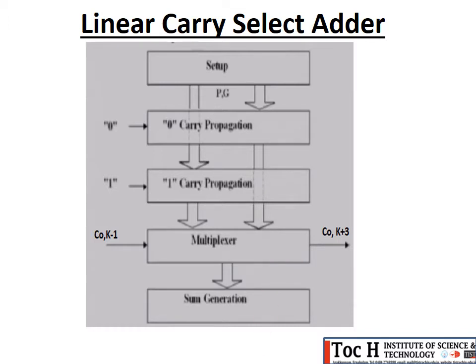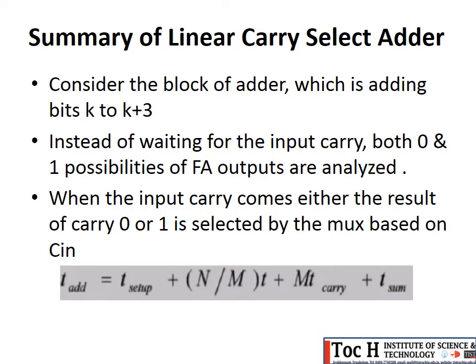Thus when compared to the previous adders, that is carry bypass and triple carry adder, the full adder will already calculate the output carry and sum values for both cases of input carry, and as the original input carry comes, the adder will just select the required output signals. Whereas in a ripple carry adder, the full adder will have to wait for the carry in to come for the calculation of sum and carry out values, and thus the carry select adder reduces a considerable amount of delay. So that is a summary of linear carry select adder.